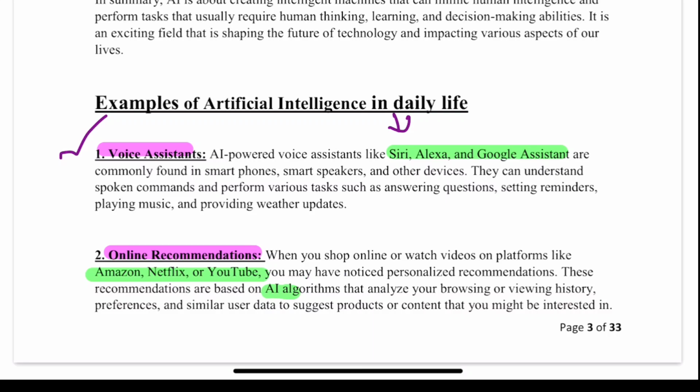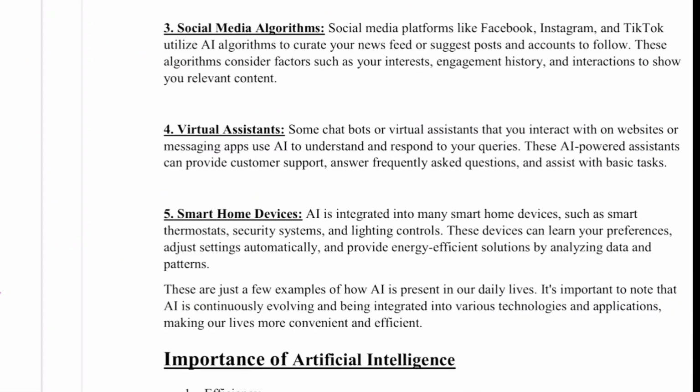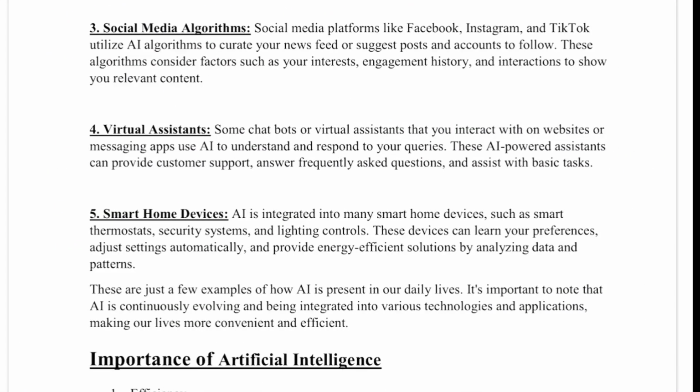Online recommendations. If you watch a video on Netflix or YouTube, for example, I like thriller movies, so I'm going to watch a thriller movie, and now Netflix will track that this is a person who likes thriller movies, so I'm going to recommend more thriller movies. This happens using AI algorithms. Over here it's mentioned, they analyze my browsing history, my search history, my watch history, and they are going to know that. Moving further, social media algorithms, similarly, when we talk about Facebook, Instagram, Twitter, etc., they are trained in the same way, again using AI algorithms.